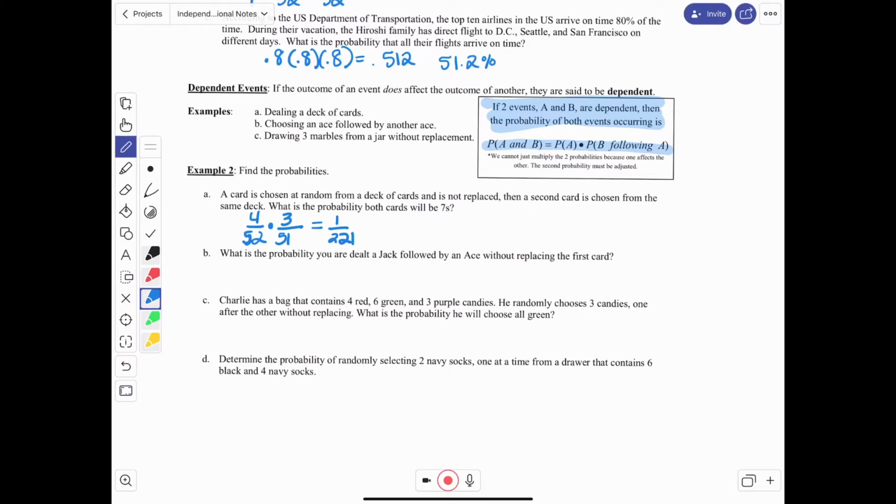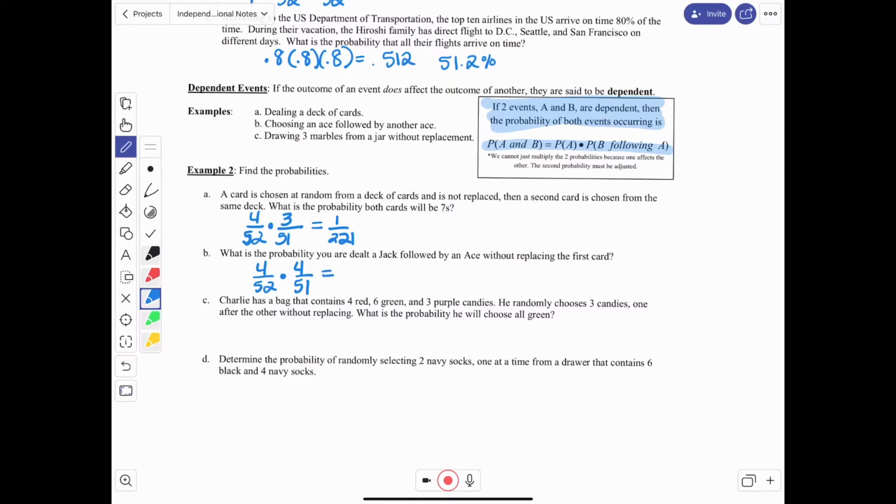All right, what's the probability you were dealt a jack followed by an ace without replacing the first card? Well, there's 4 jacks in a deck of cards, 52 total cards. Now, we're doing an ace, okay? So none of the aces are gone. All your aces are still there, but you still have 1 less card in the deck. So we're down to 51 cards.